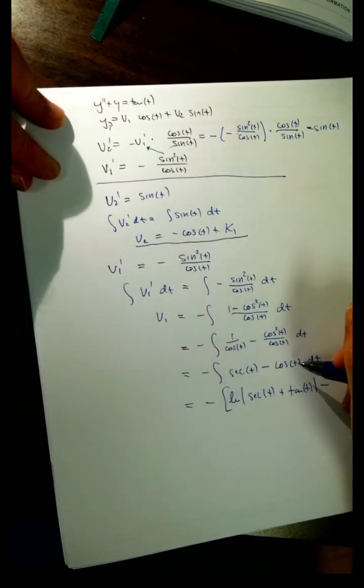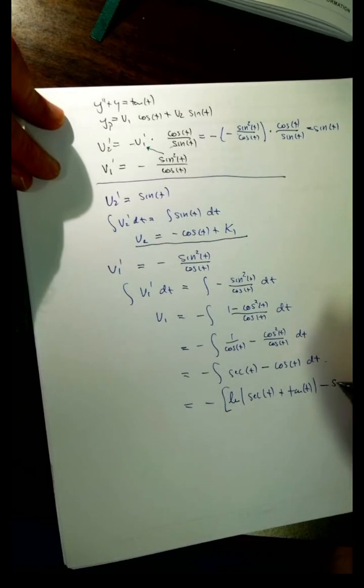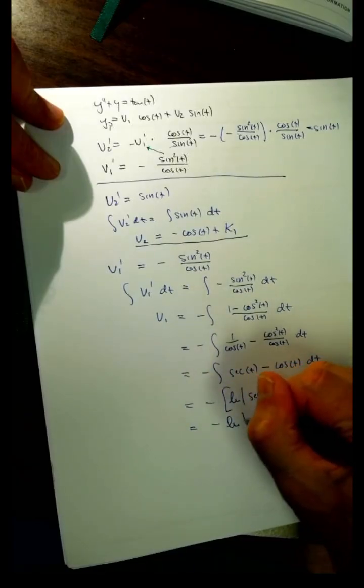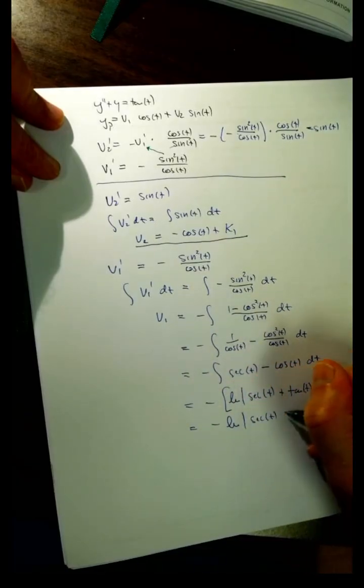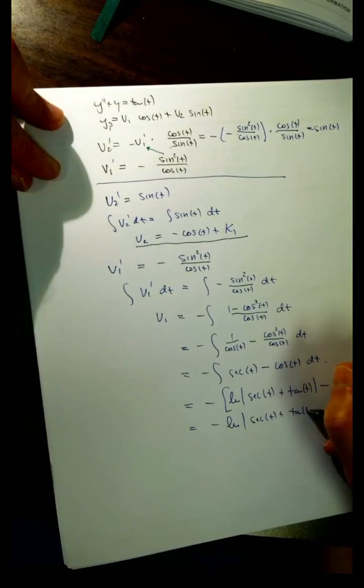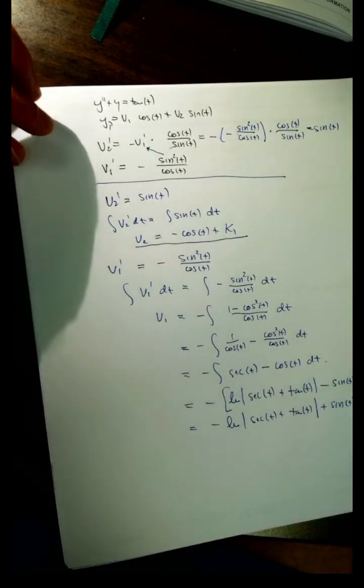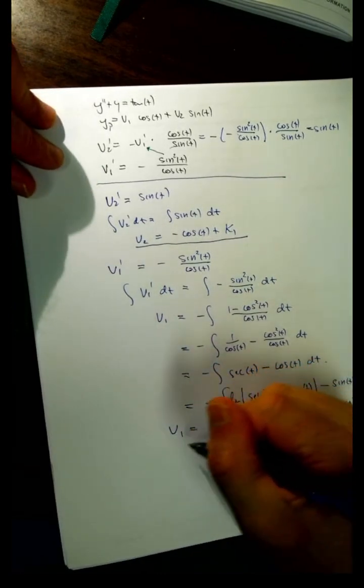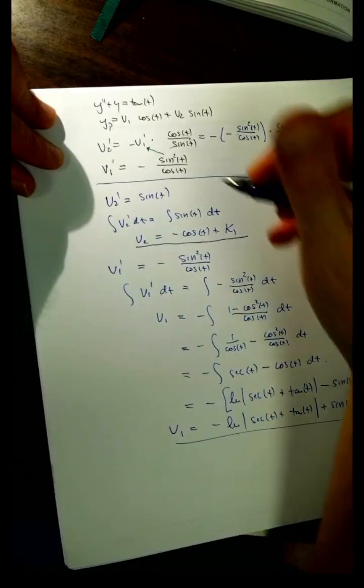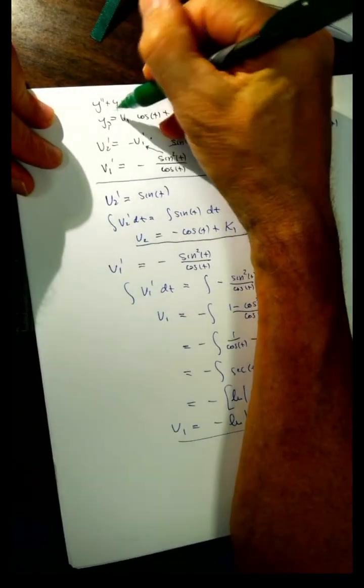Antiderivative of cosine is what? Sine. And I just did an antiderivative, so I'm going to have a plus k2. So let me pull that minus through. I get minus log secant of t plus tangent of t plus sine of t plus k2. So this is my v1. I've got my v2, and now I can plug into here.